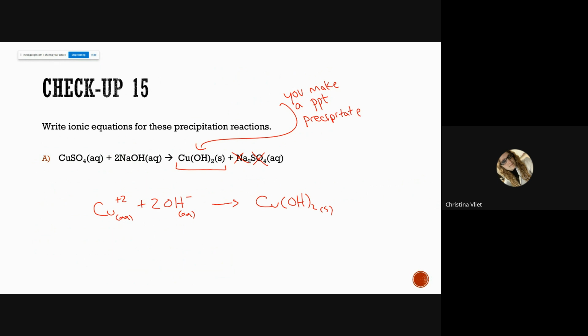but 2 of these ions come together to form this solid. This right here is a precipitate. We are only showing, so it's almost like a reverse ionization, right? If you think about it, it's like a reverse ionization.